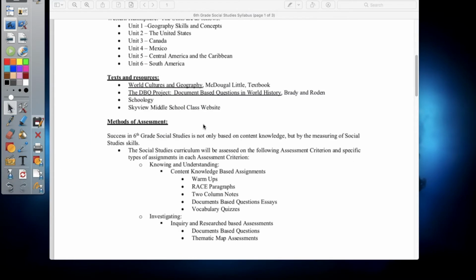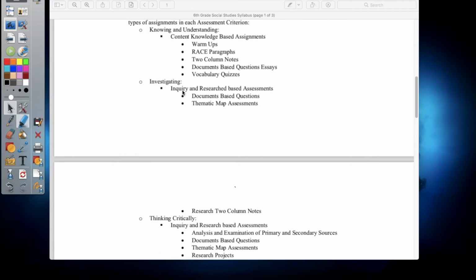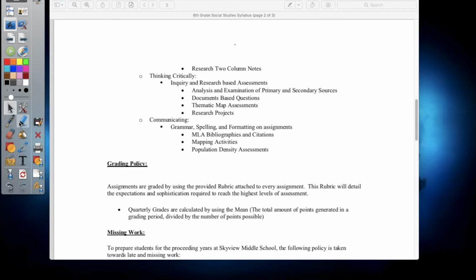Now, for your assessment, just to let you know, I grade for 4 things as you are going through my work. I look at things like knowing and understanding, which is basically content knowledge; investigating, where you are doing research; thinking critically, where you are analyzing documents as well as data from various geographic sources; and finally communicating, which covers things like spelling, grammar, as well as formatting of assignments.